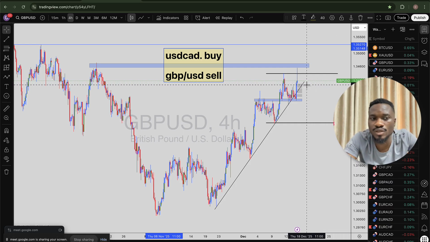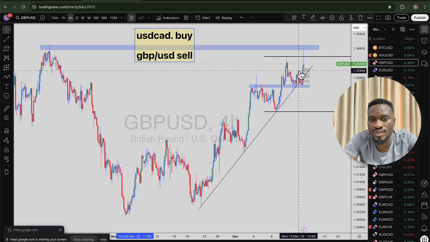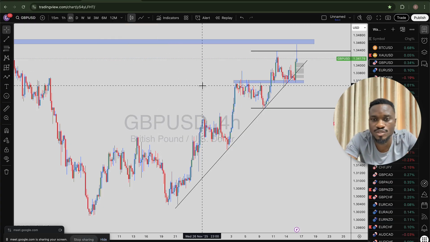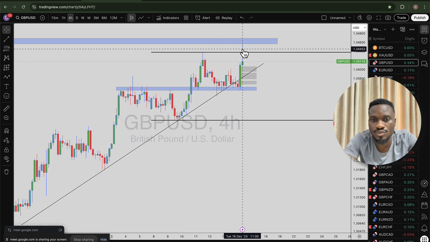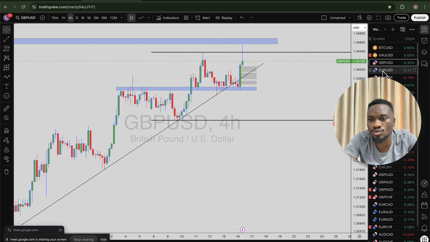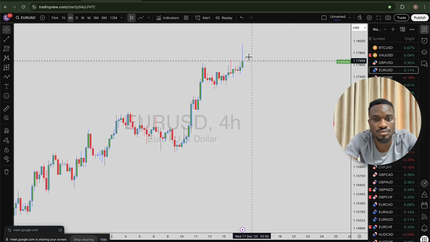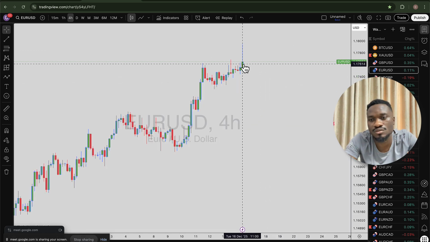Now you can see the way GBP USD is falling down on USD. GBP is falling down because people believe USD is strong. That's why you can see that retracement. Now let's check the retracement on Euro USD. You will see Euro USD would have retraced. What can you see? It has retraced.